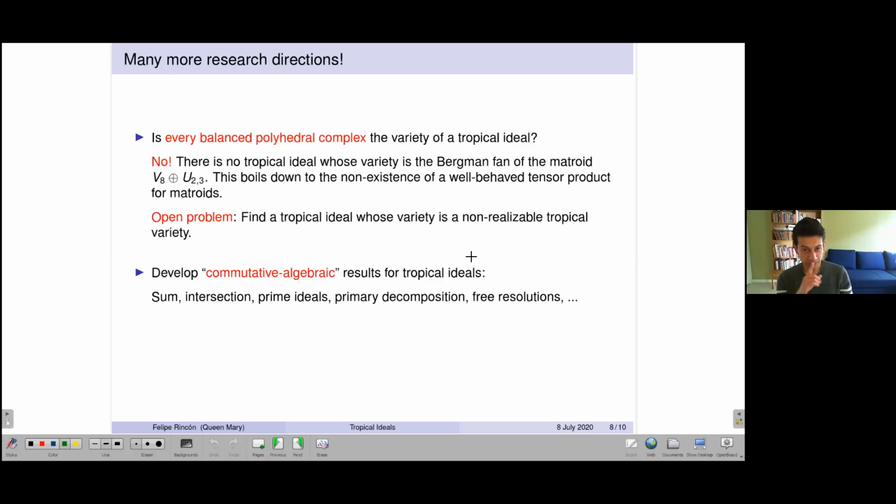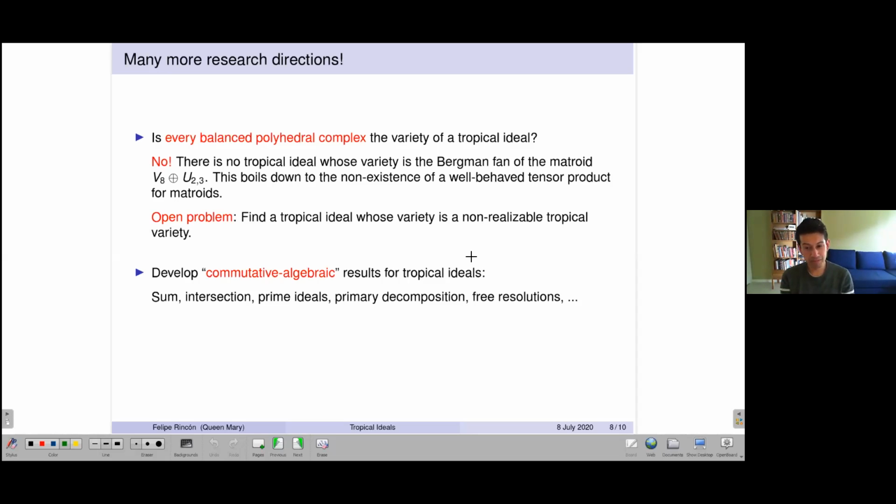Another research direction that I would really like someone to pursue is to develop commutative algebraic results for tropical ideals. One bad thing about tropical ideals is that they're not closed under sum or intersection, for instance. If you take 2 tropical ideals and you add them, you might end up with something that is not a tropical ideal. Or if you take 2 tropical ideals and you intersect them, you might end up with an ideal that is not a tropical ideal. It doesn't satisfy this monomial elimination axiom. And in the exercises tomorrow, you'll have to give examples of this. It's not hard.